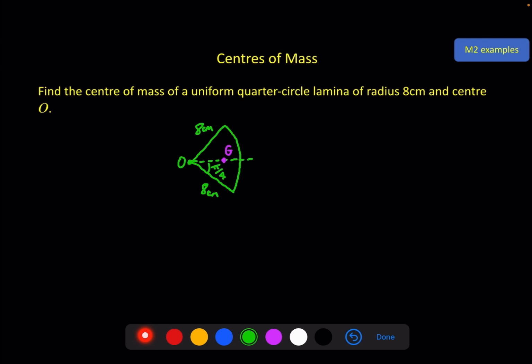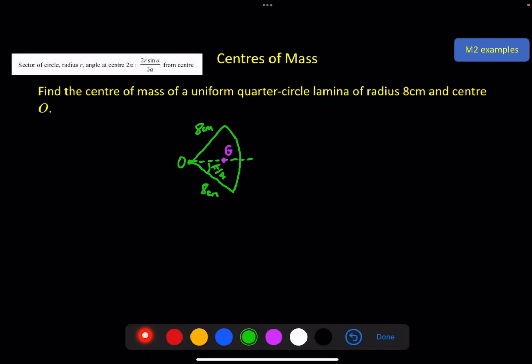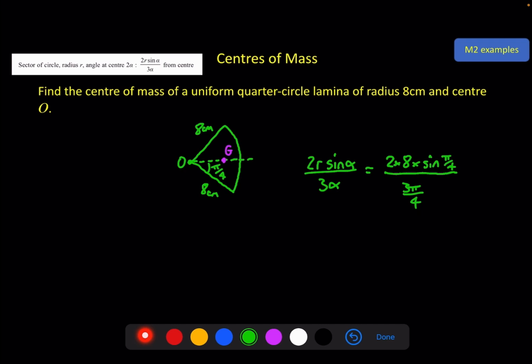Now we need the formula, so let's turn to that page in the formula booklet and simply write it down. 2r sine alpha over 3 alpha, where r is 8 and alpha is pi by 4. Sine of pi by 4 is root 2 over 2, and then tidying up the fractions gives 32 root 2 over 3 pi as an exact answer, or 4.801 in decimal form.